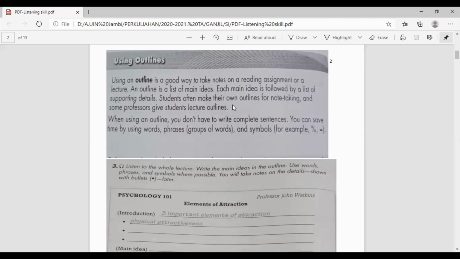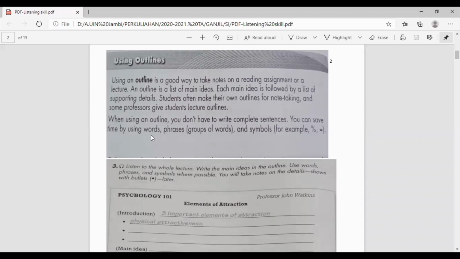If you remember the previous meeting, I assigned you to listen to Condoleezza Rice's speech about the responsibility of an educated person. Remember? That's the example of professors giving students lecture outlines. I have already listed the outline, so you just need to listen carefully and try to figure out what the speech is about. That's the example.